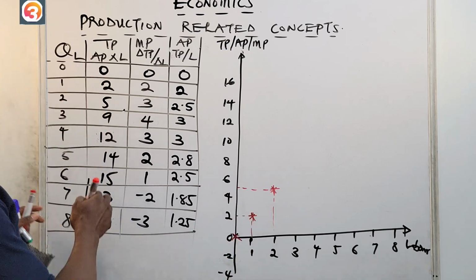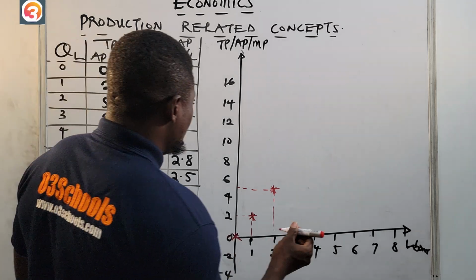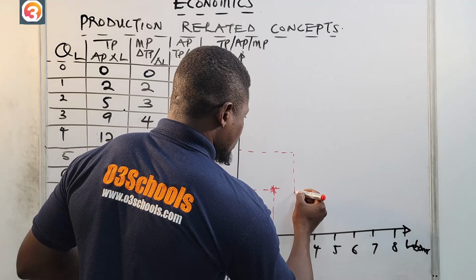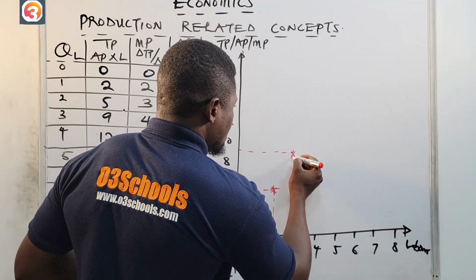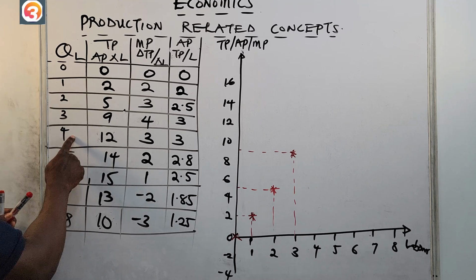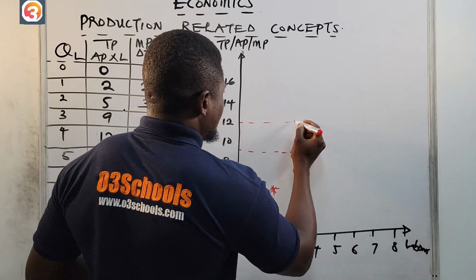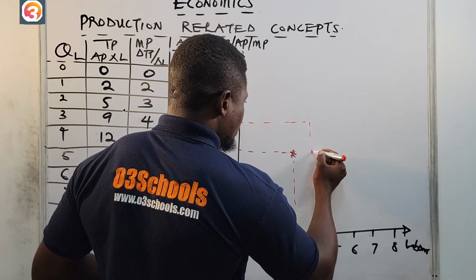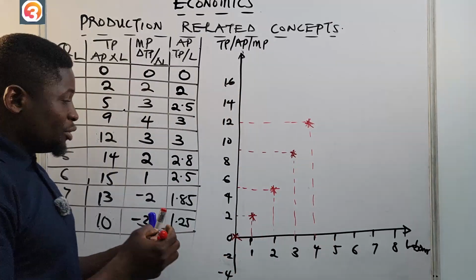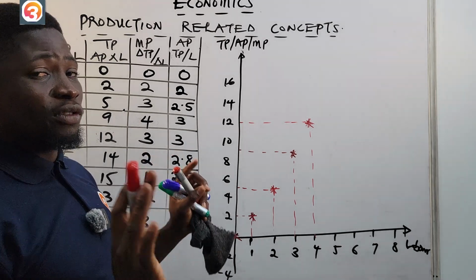So that's our second point. Then when labor was 3, TP was 9. Where's 9? 9 is around here. So we trace it down to meet our 3. So this is our fourth point. Then when labor was 4, TP was 12. Where is 12? See 12 here. Simple as ABC. We just trace it down. Remember that this cannot be completely perfect. I'm not using a ruler to draw it. I'm using hand. It's just for illustration, for you to understand how the curves look.